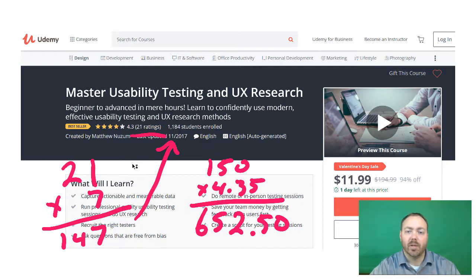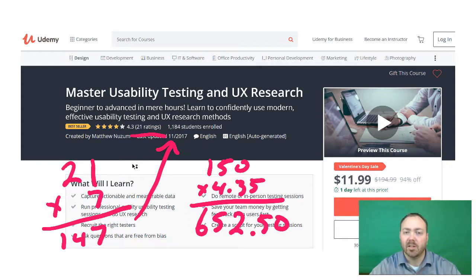But it says here I've got 21 ratings times 7 means that I would expect to see 147 students. But how many do I have? 1,184 students. So that is a good 1,000 students more than we would calculate. And that is true because I did give out 1,000 free coupons to my course. Actually a tiny bit more than 1,000. So we can calculate from, let's just round up to 150 times $4.35. That would estimate that I've made $652.50 off my course.